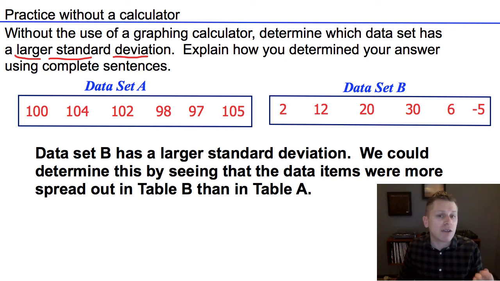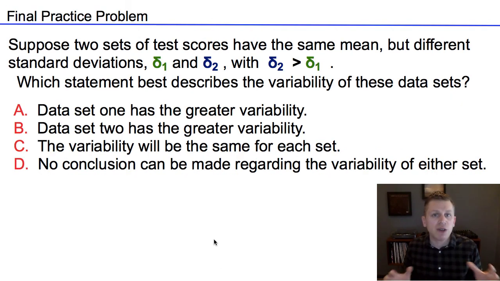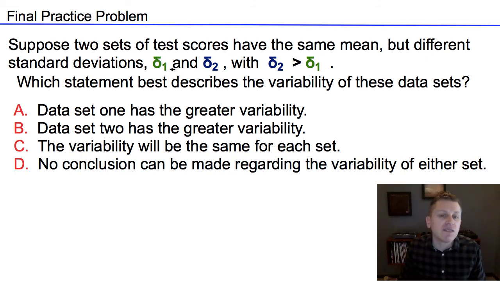Let's try one final question about standard deviation without a calculator. Here, suppose you have two sets of test scores, and we're not showing you the data sets, so just think about them in your head. They both have the same mean, but they have different standard deviations. We'll call the standard deviation for the first set standard deviation 1 and standard deviation 2, and you should know that the standard deviation of data set 2 is greater than that of data set 1. So which statement best describes the variability of these data sets?